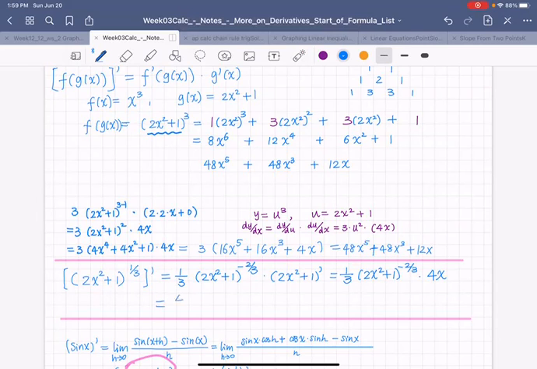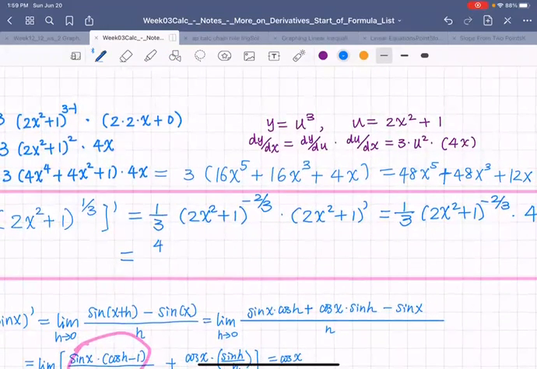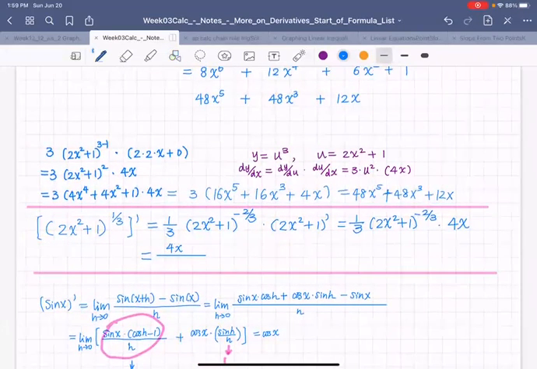This equals 4x divided by 3 times 2x squared plus 1 to the power of 2/3. Okay? Does this make sense to you now? Yes. Okay, thank you.